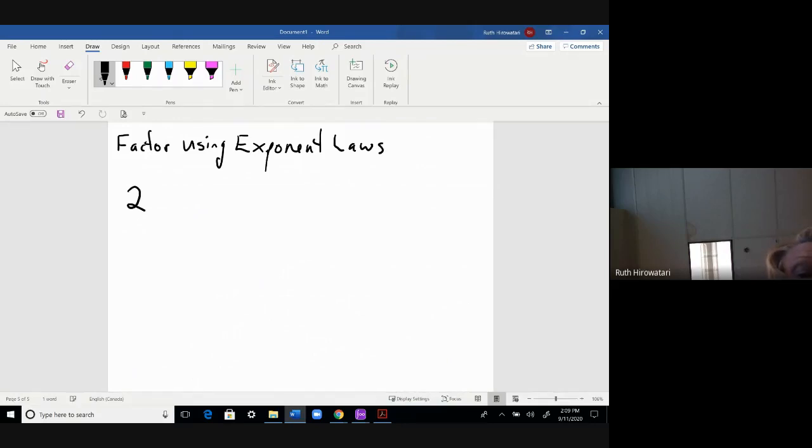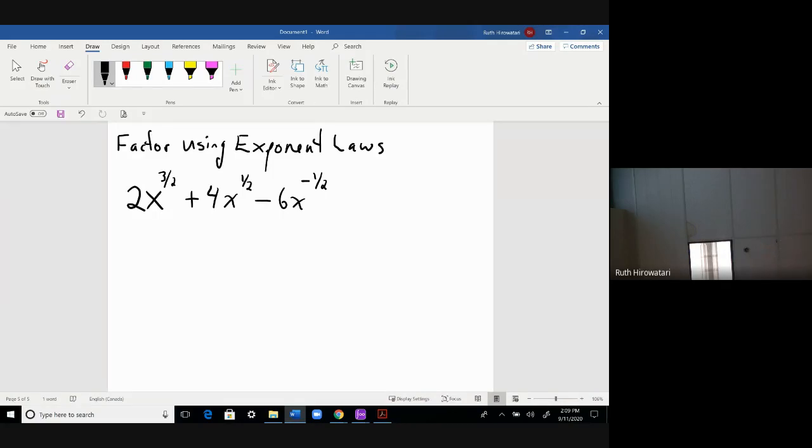So 2x to the power of 2/3 plus, fix this up, 2x to the power of 3/2 plus 4x to the power of 1/2 minus 6x to the power of negative 1/2.